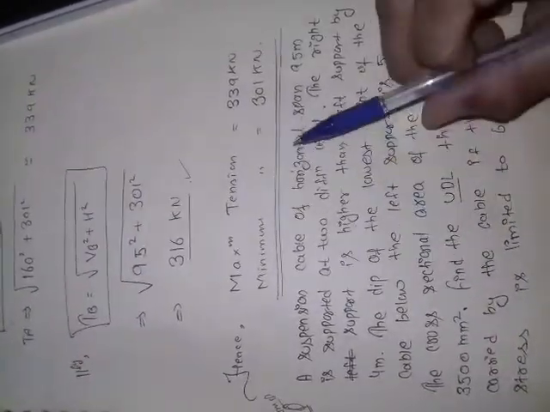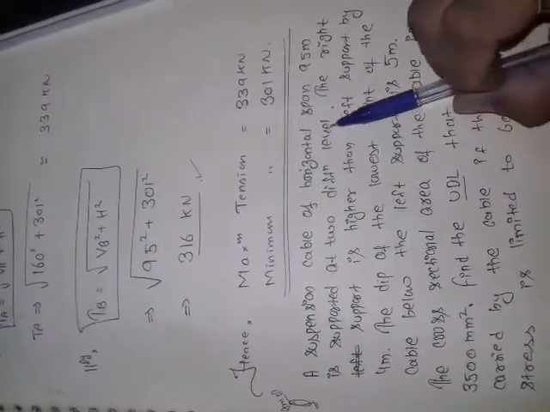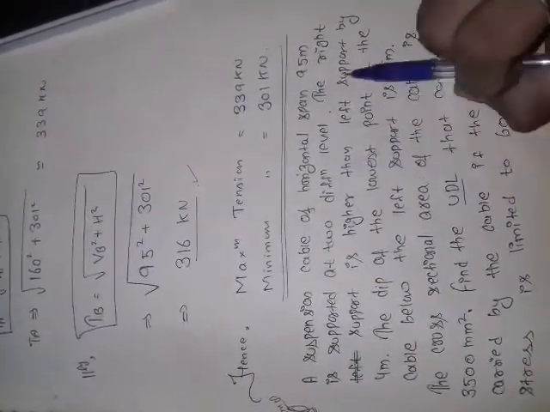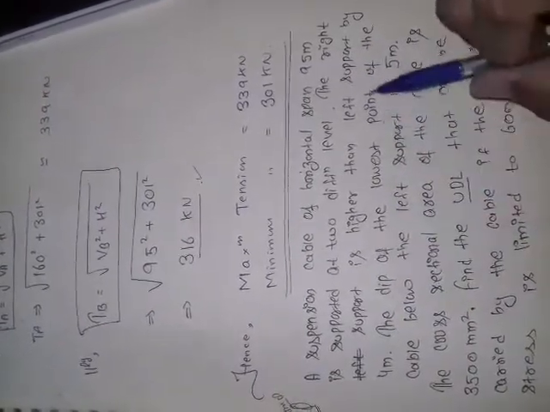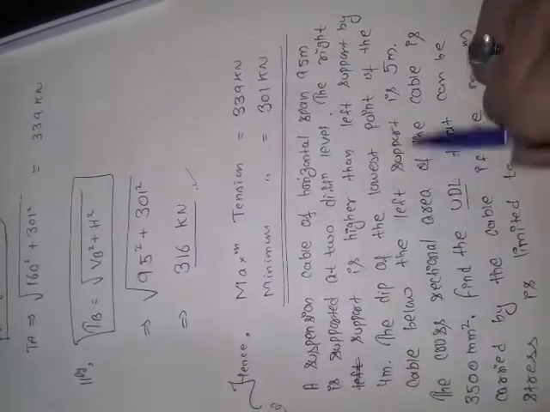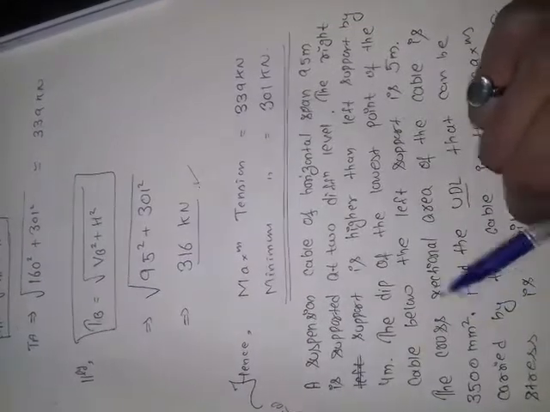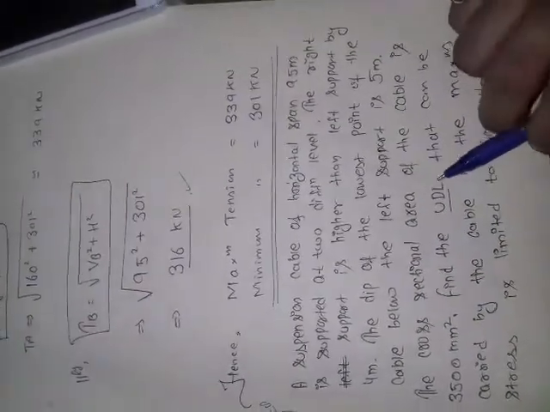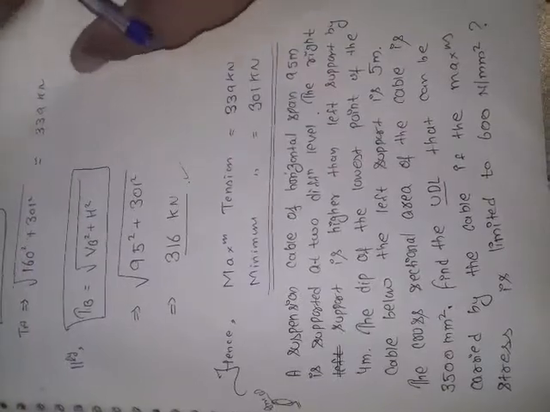In this question, a suspension cable of horizontal span 95 meter is supported at two different levels. The right one is higher than the left one by 4 meter. The lowest point of the cable is 5 meter below the left support. The cross-sectional area of the cable is 3500 millimeter square. We have to find the UDL which carries a stress of 600 Newton per millimeter square. Let us see how to find the UDL if the stress is given.